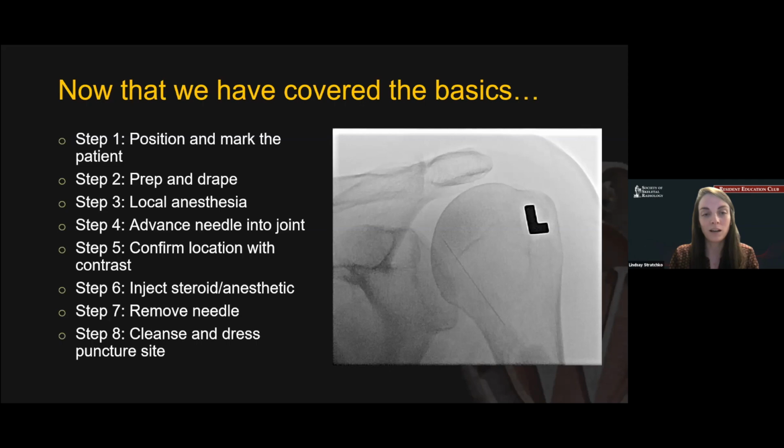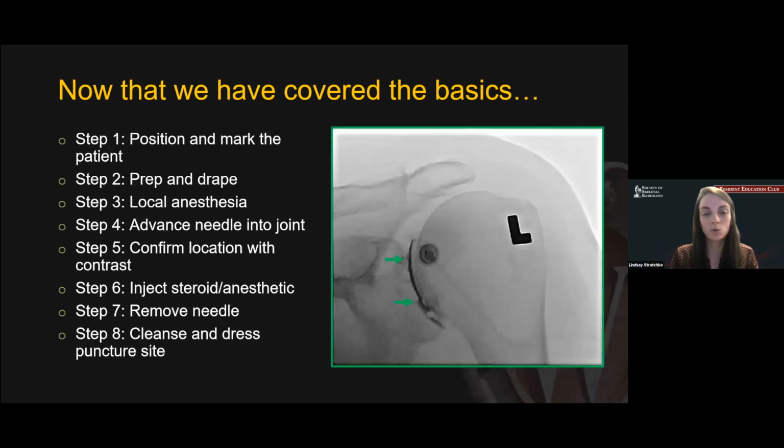After that, we're going to give our local anesthetic in the skin, and then advance our needle into the joint and confirm location with contrast. There are certain contrast patterns that give us a lot of confidence that we're intra-articular. One, if you get this linear contrast that parallels the humeral head, you can be very confident you're within the joint.